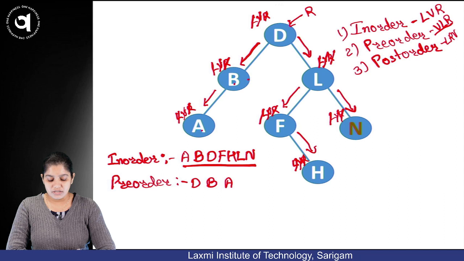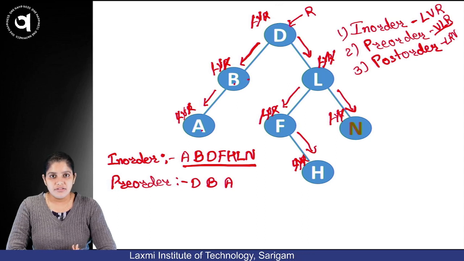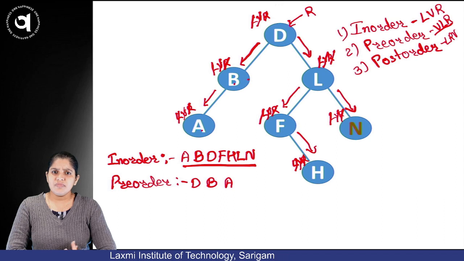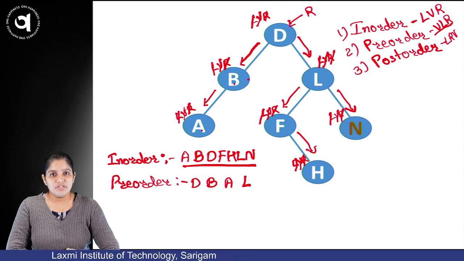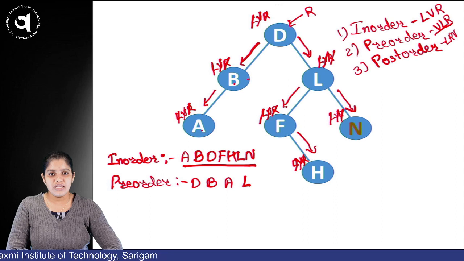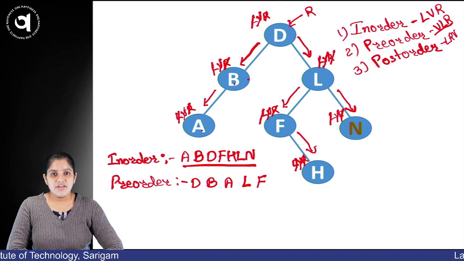Here we have VLR. V is visited, already done, left is already done. So, we need to go towards the right, but right is null, so go back. Here V and L are already done. So, we need to go towards the right one. Then we need to visit L, because VLR, first we need to visit, since it's a pre-order. So, L is done, then we need to go towards the left, then we have this F. VLR, so first we visit F. Then left is not available, so we go towards the right, and we have H.